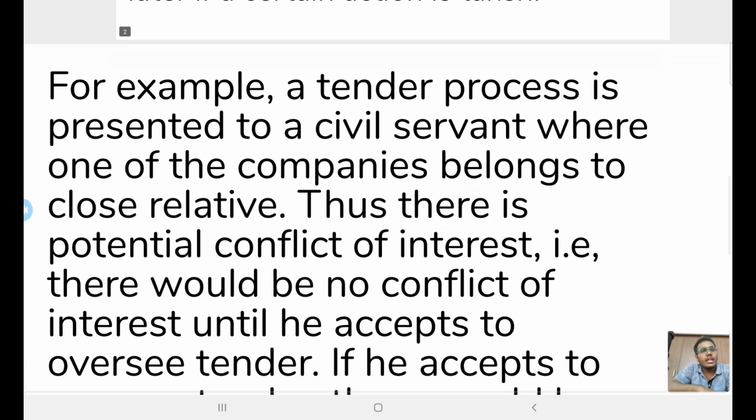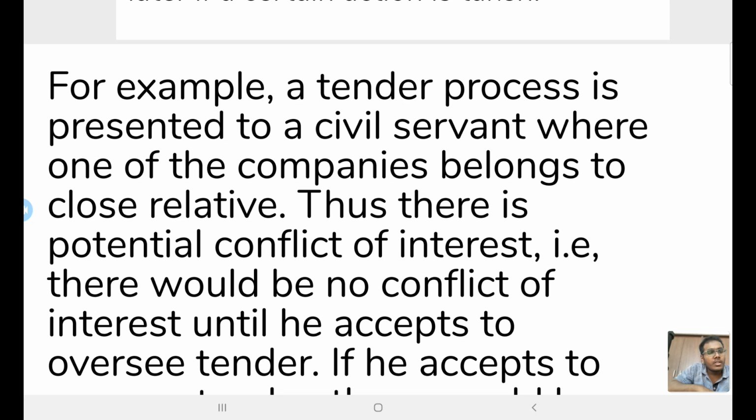For example, a tender process is presented to a civil servant where one of the companies belongs to a close relative. However, if you see, the civil servant is only asked whether he wants to take on the tender process. But it is in an industry where even his relative has interest and is willing to participate in the tender. So the civil servant has not yet accepted that he will oversee the tender. So thus there is potential conflict of interest.